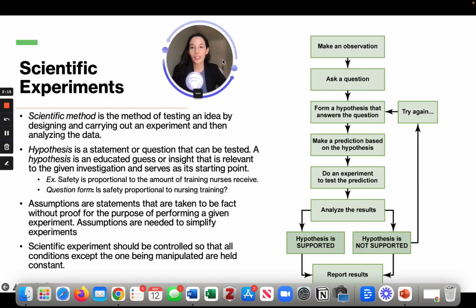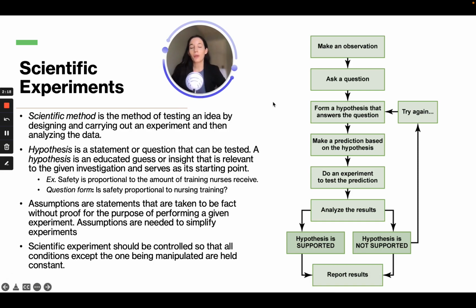So now let's talk about scientific experiments. The scientific method is the method of testing an idea by designing and carrying out an experiment and then analyzing the data. Our hypothesis is a statement or question that can be tested. A hypothesis is an educated guess or insight that is relevant to the given investigation and serves as a starting point. Safety is proportional to the amount of training nurses receive. That would be a hypothesis. And the question form would be, is safety proportional to nursing training? So our hypothesis is really a statement or a question.